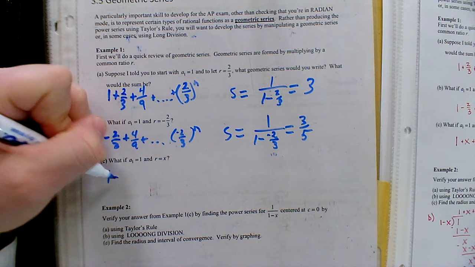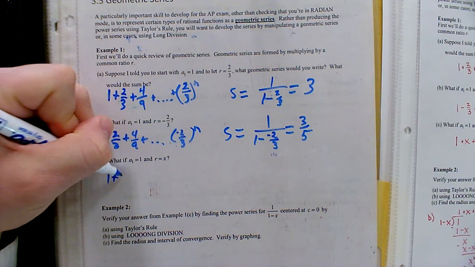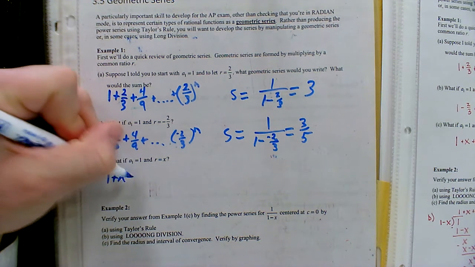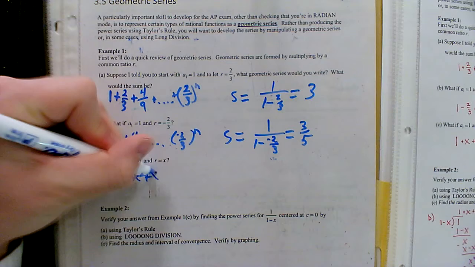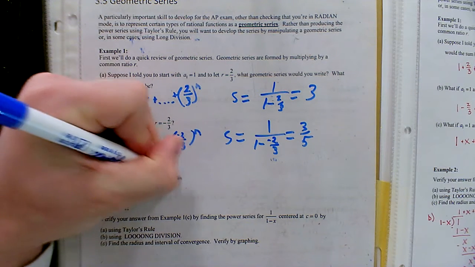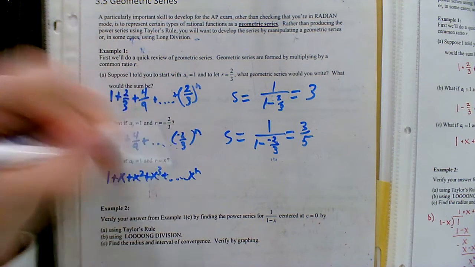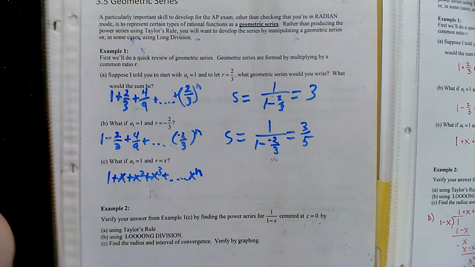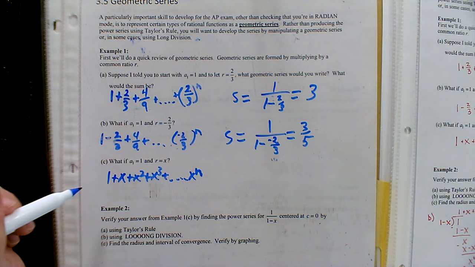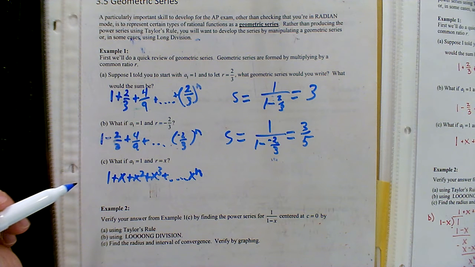It's going to be 1 plus x plus x squared plus x cubed plus dot dot dot. It's going to be x to the n. Before we find the summation, does this look familiar? Do we remember what we had this memorized for?